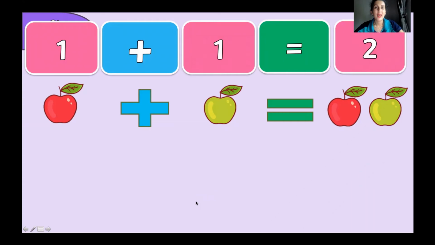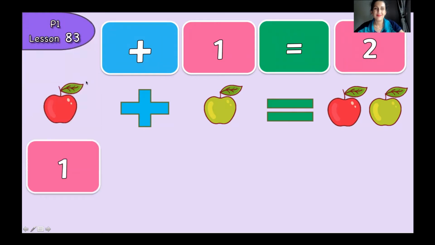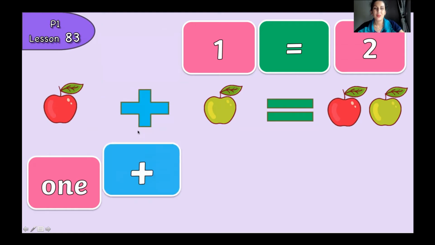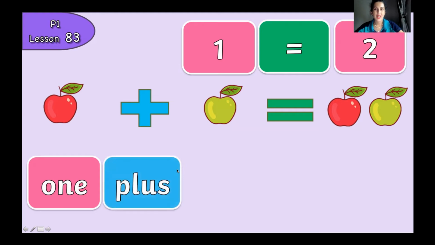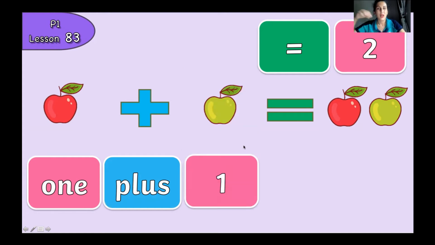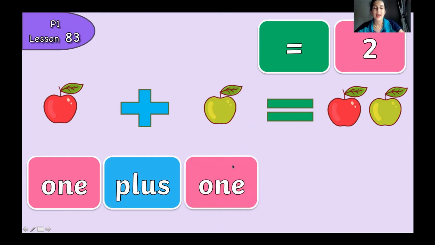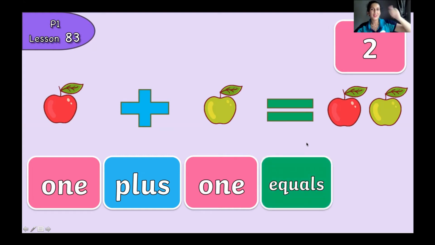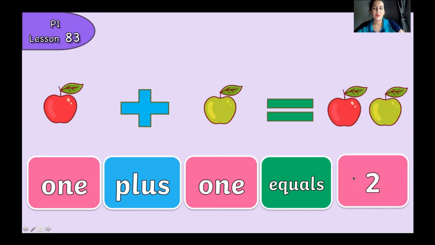Okay, P1, let's continue. And now I want to spell the words. So do you remember how to spell 1? O-N-E, 1. Then you have a math symbol. So do you remember the name for this? Plus. Very good. Then you have number 1 again. Let's write 1. O-N-E. After, you have this symbol. And do you remember the name for this symbol? Equals. That's right. And then we have number 2. And how to spell it?